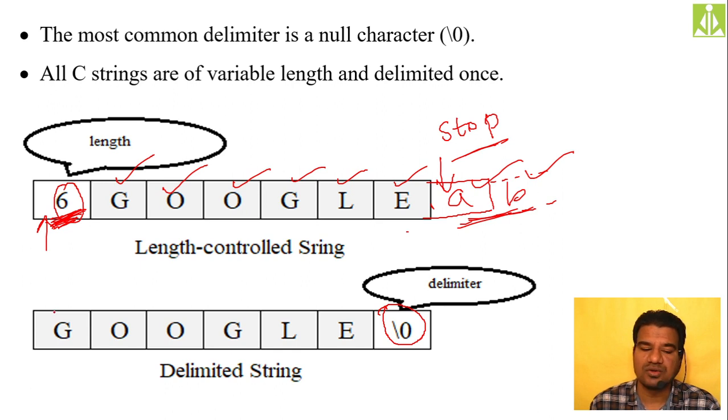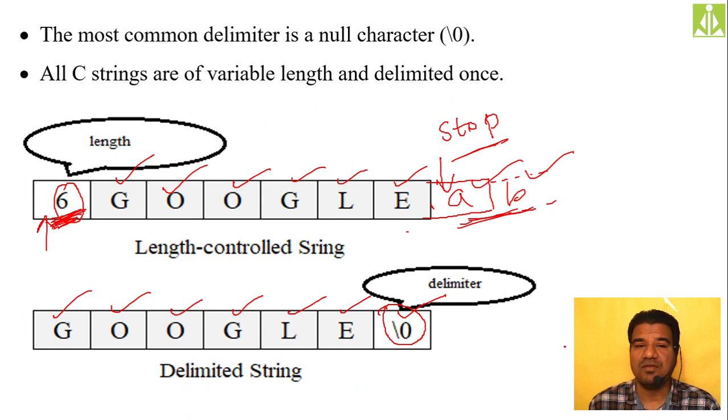Initially, it will not know where to stop, unlike your length controlled strings. So it will simply read all the characters from the string. First it will read G, then O, O, G, L, E, and when it reads the null character, the last character in your string, it will understand that it has to stop, because this null character is the delimiter, the termination point for your string. So by reading this delimiter, it will come to know that here it has to stop the string reading process.